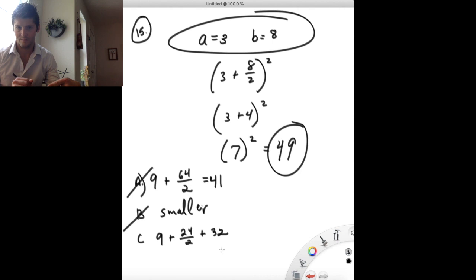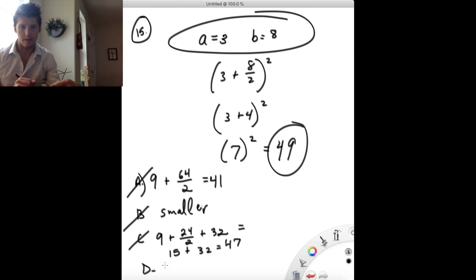That's too much. Why do I know it's too much? Well, 9 and 6 is 15. And 15 plus 32 is what? 40. Oh, it's not too much. It's too small. Okay, so it didn't work. Sorry, I was wrong. It wasn't too big. It was too small. We have 15 plus 32, which is equal to 47. Too small. So answer choice D.